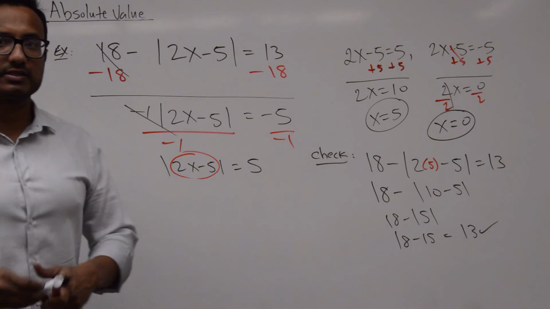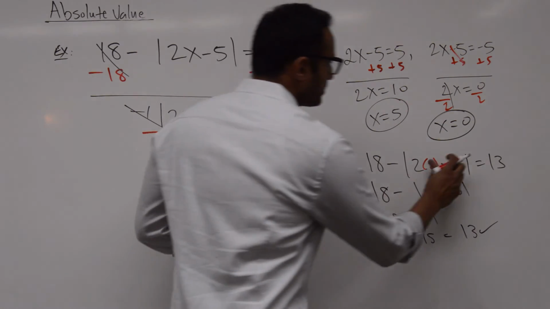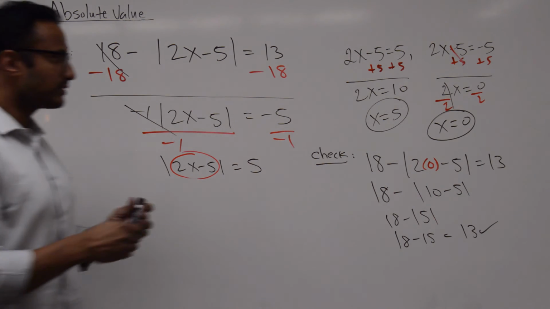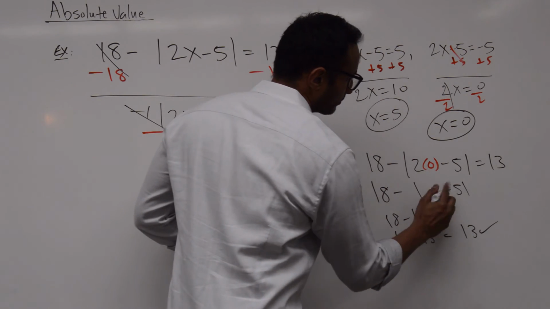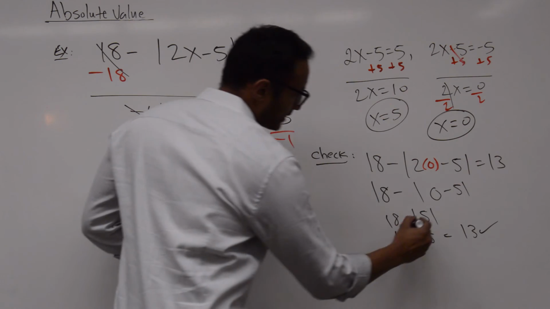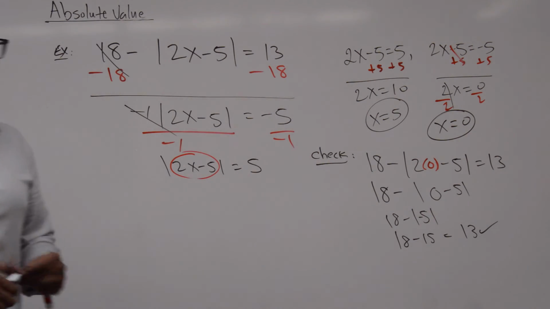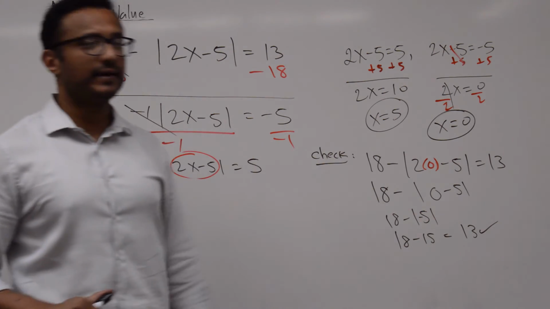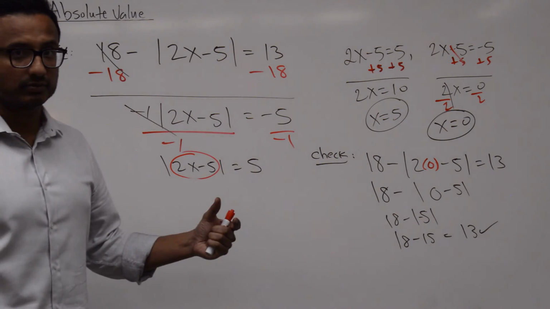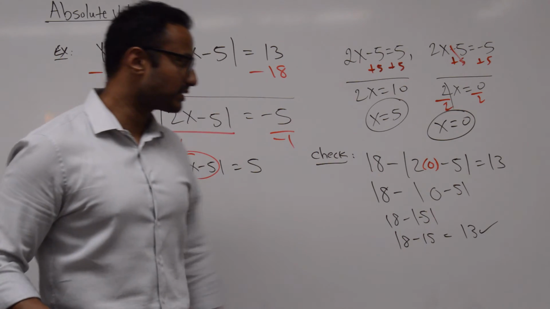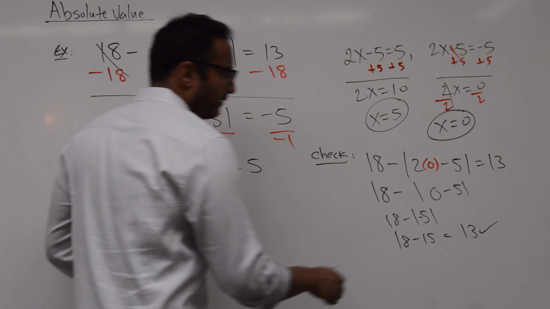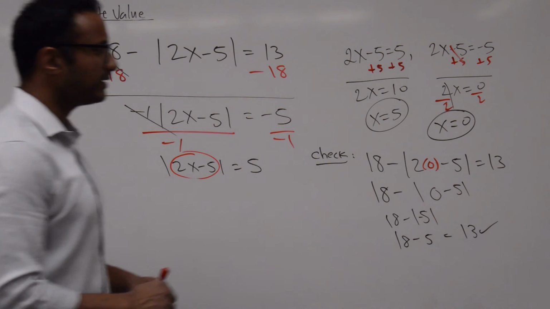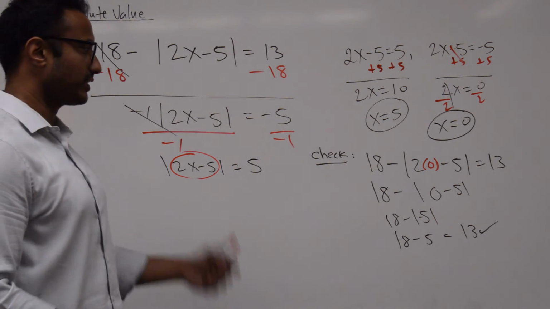Let's check x equal to 0. So if you plug in x equals 0, it's going to be a 0 there. 2 times 0 is going to be 0. 0 minus 5, that's going to be negative 5. Now you've got to be careful. We can't make these two negatives into a positive because it's not parentheses, it's an absolute value. So this has to be done first. The absolute value of negative 5 is positive 5. And 18 minus 5 is 13. So that also checks out.